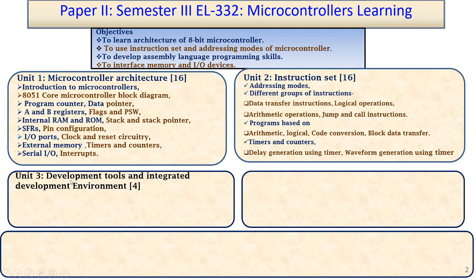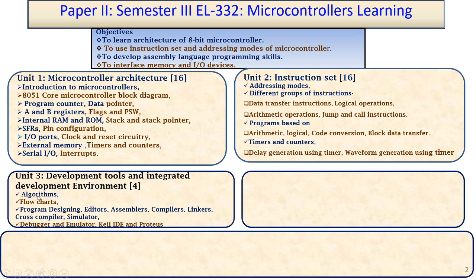Unit number 3, development tools and integrated development environments. Number of lectures required 4. Algorithms, flowcharts, program designing, editor, assembler, compiler, linker, cross compiler, simulator, debugger, emulator and Keil IDE, Proteus. So these are the topics included in unit number 3.